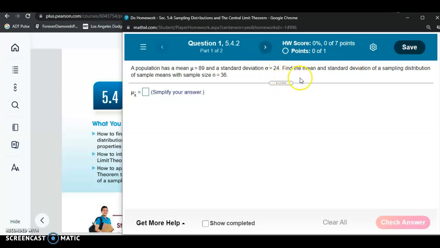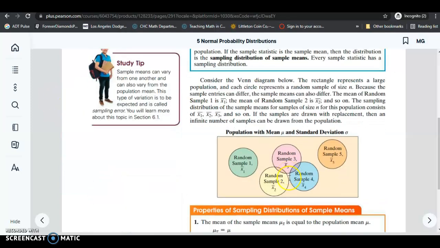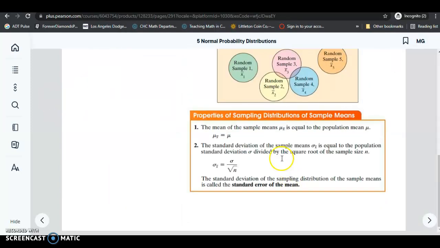And we want to find the mean and standard deviation of a sampling distribution of sample means with a sample size of n equal to 36. Okay, so to answer this question, all we need to know is that the mean of the sample means is equal to the population mean. This is the symbol we use to represent the mean of the sample means, and this is the symbol for the population mean.